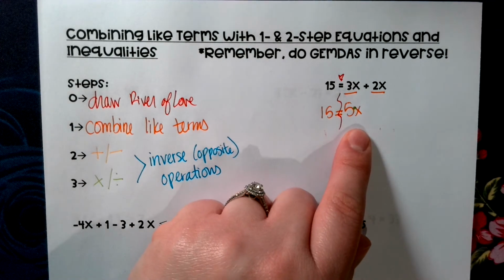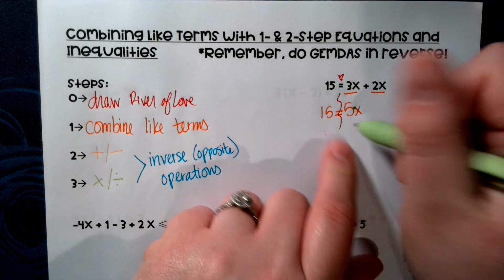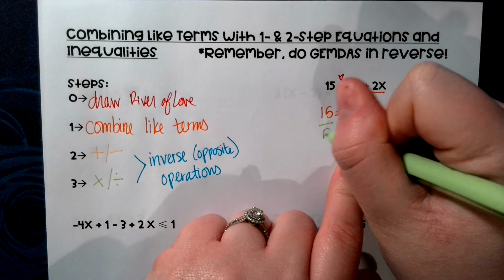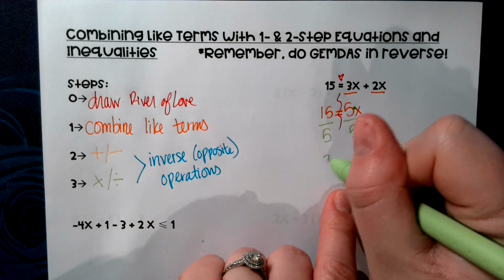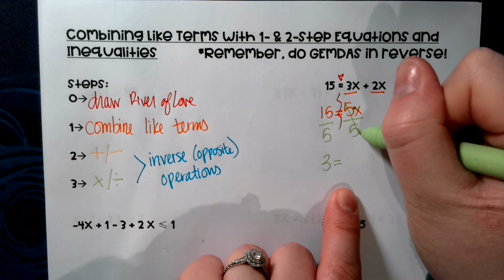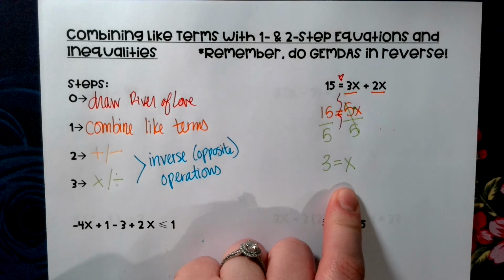So if this is multiplication, what operation do I need to do to both sides? I need to divide both sides by 5. 15 divided by 5 is 3. The 5's cancel, so we get that x is equal to 3. And then as always, you can go back and check to see if that works. So let's check that out.